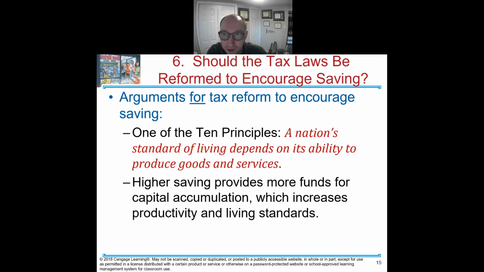Should the government engage in tax reform to encourage saving? Yes, of course they should. Higher savings results in greater capital accumulation. I encourage all of my students to have some savings. You need savings. Why? For the future. You need to have a better you in the future.